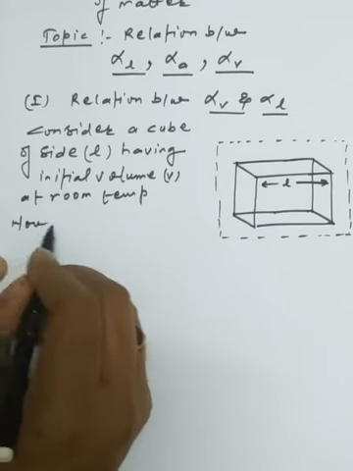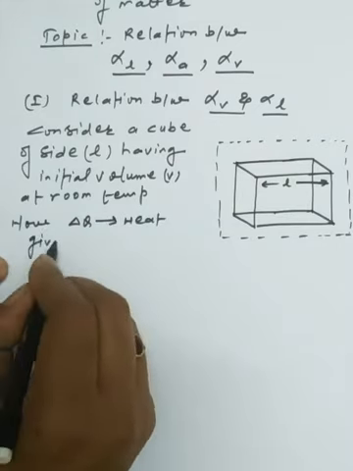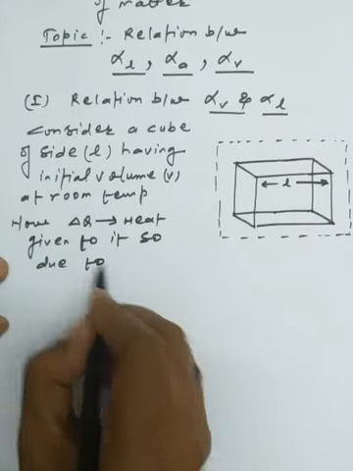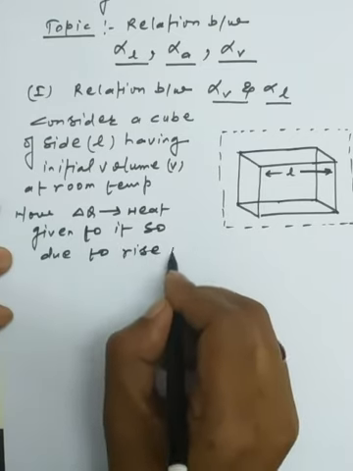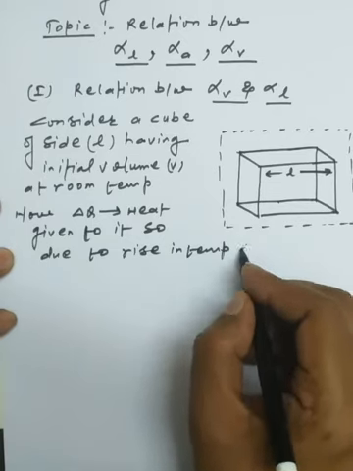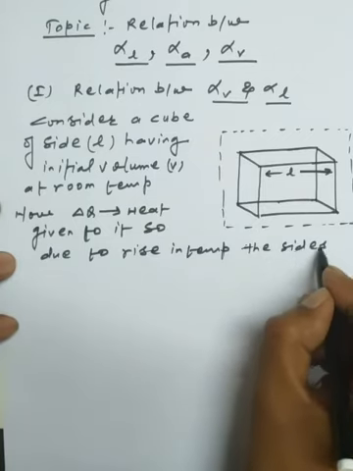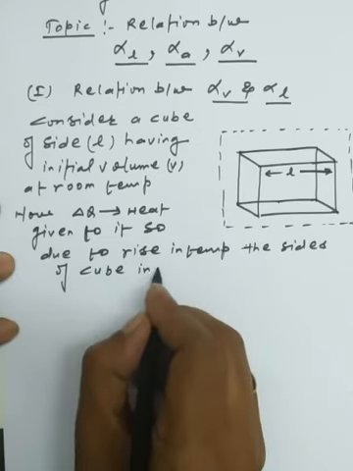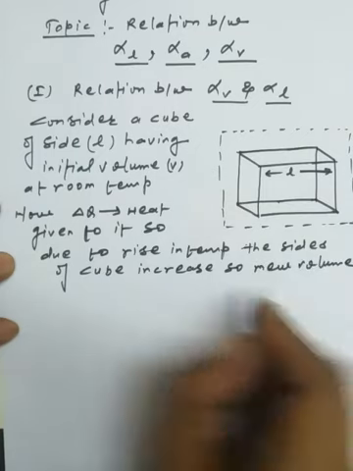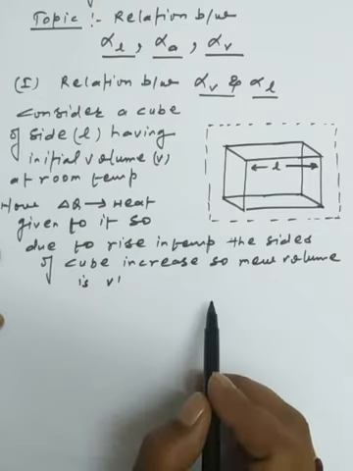Okay, now delta Q amount of heat is given to it, so due to the rise in temperature the sides of the cube increase, so the new volume is V dash. Okay, so here we are getting the change in the length, that means the sides of the cube.